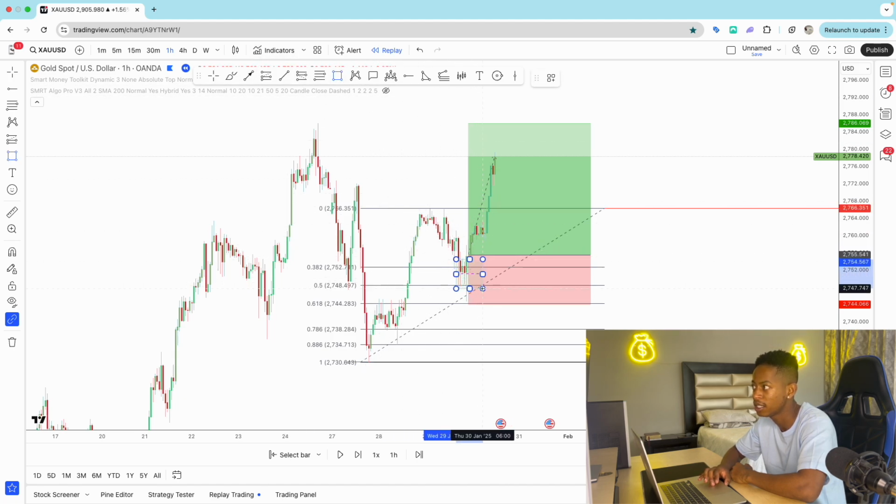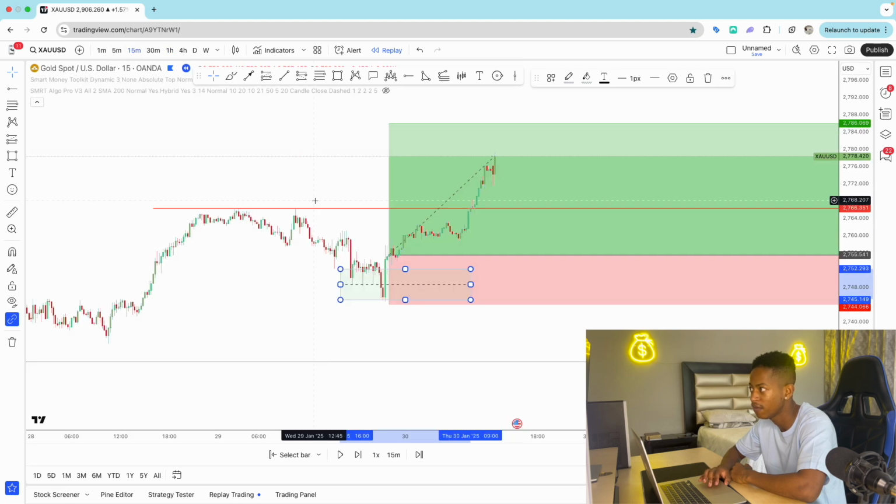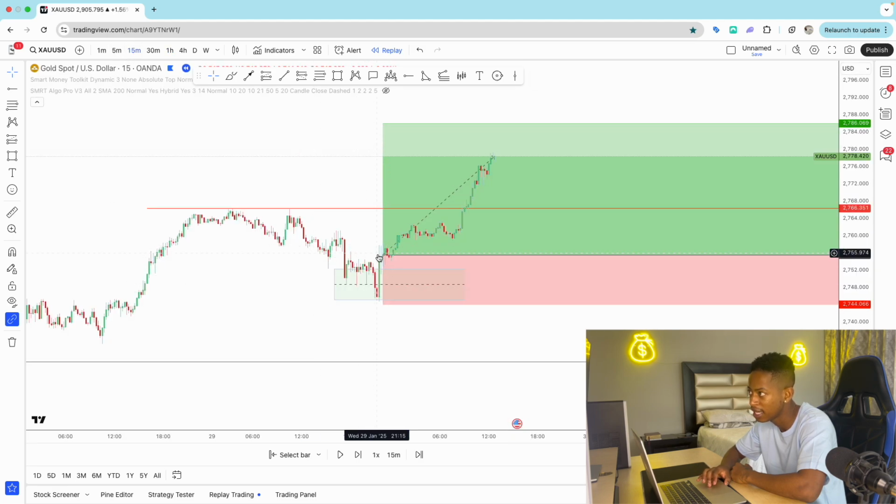How I normally do it is just by going to a smaller time frame. I could also be able to spot an entry somewhere around here, meaning that if I go to the 15-minute time frame, you can easily see this engulfing candle that went and broke above. This is where I could have entered as soon as it closed above this whole area.